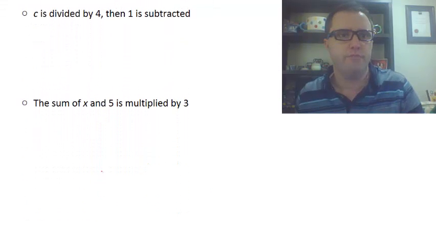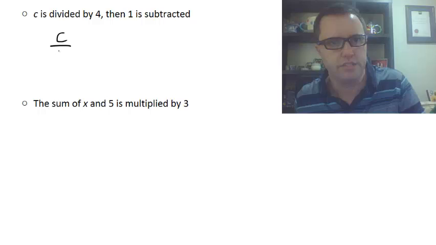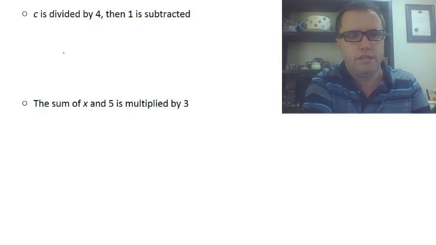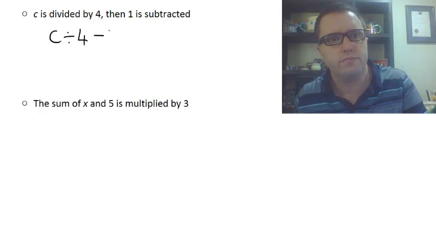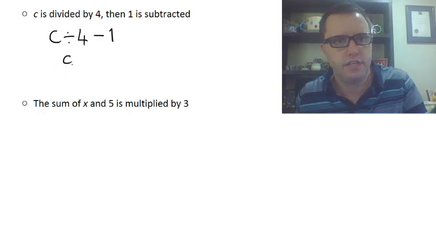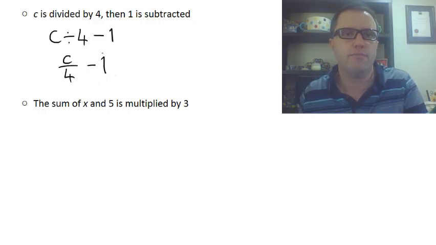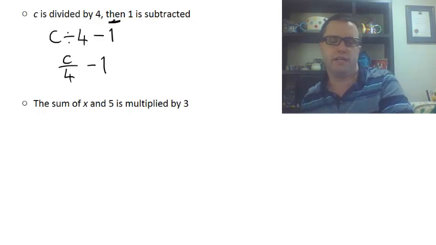C is divided by 4, then 1 is subtracted. So we've got the number C, it's being divided by 4, then 1 is subtracted. But remember, we don't have a division sign anymore. So we're going to have C over 4 minus 1. Now this minus 1 is out all by itself because of the idea that then 1 gets subtracted.